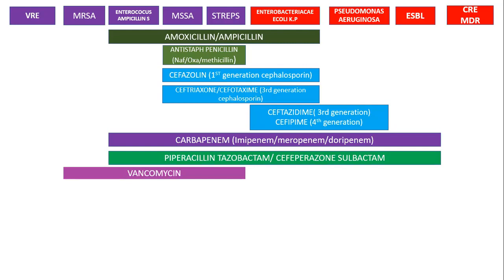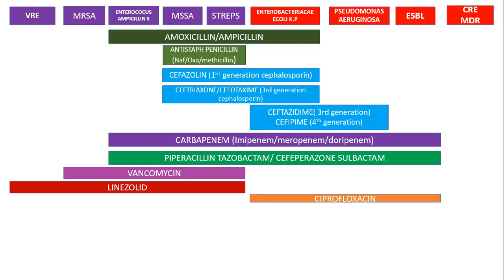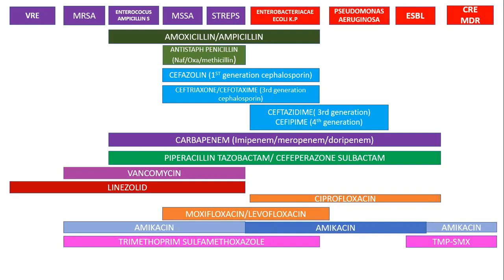Vancomycin, purely gram-positive, no gram-negative coverage. Linezolid, again gram-positive, and it covers vancomycin-resistant Enterococcus too. Quinolones, ciprofloxacin, it covers only gram-negatives. Cipro should not be used for MSSA infection. Then moxi and levo, they cover strep, MSSA, and Enterobacterales. Amikacin has a wide spectrum, but it's not used much because of the nephrotoxicity it causes. And also then we have trimethoprim sulfamethoxazole.